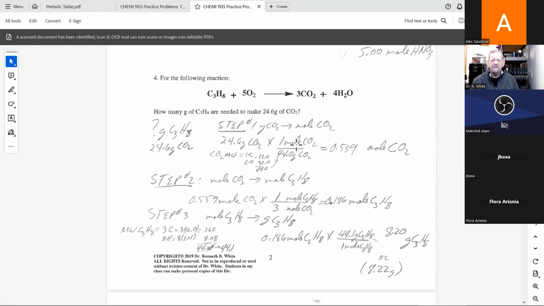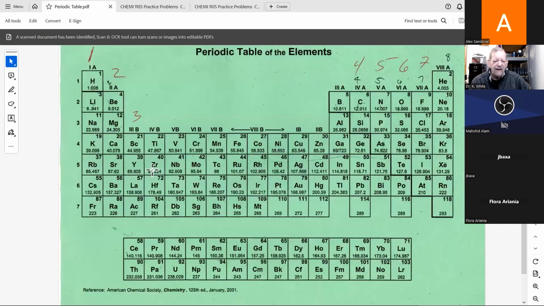So 1 mole, and here I need the molecular weight of carbon dioxide. And carbon dioxide has 1 carbon, 2 oxygen, and I sort of did shorthand. Each oxygen is 16, 16 times 2 is 32. 1 carbon is 12, that's the atomic weight. Let me just remind you, the number underneath the symbol is the atomic weight.